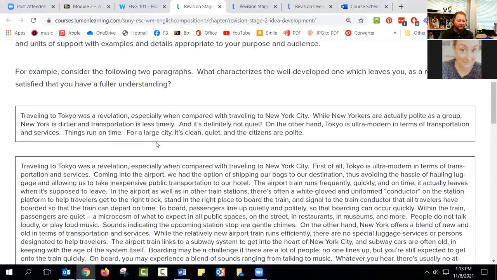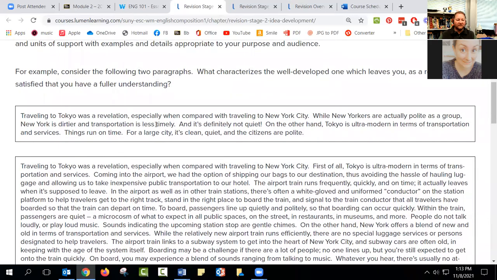You look at these ones, and again, this is kind of an unfair example. These are both body paragraphs, right? Let's say you started with this body paragraph, all right? Traveling to Tokyo was a revelation, especially when compared with traveling to New York City. While New Yorkers are actually polite as a group, New York is dirtier and transportation is less timely, and it's definitely not quiet. On the other hand, Tokyo is ultra modern in terms of transportation and services. Things run on time. For a large city, it's clean, quiet, and the citizens are polite.